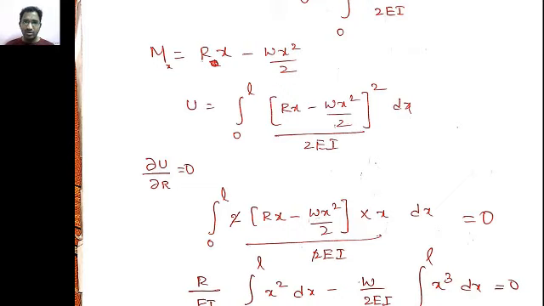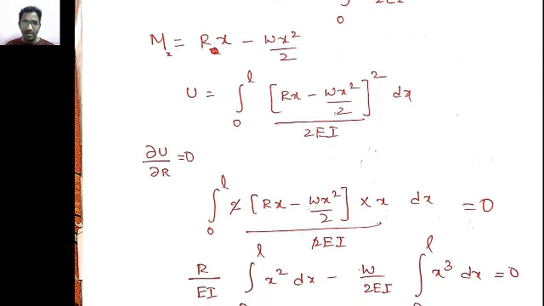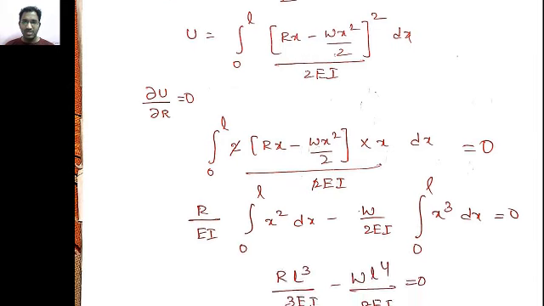This bracket is in the form of x square. So what is the derivative of x square? 2x. In the same way, 2 into this particular bracket Rx minus w x square by 2. Again we have to differentiate Rx minus w x square by 2. Only Rx contributes to the derivative, and the remaining w x square by 2 is a constant. Finally we got only x divided by 2EI into dx, and it must be equal to 0.